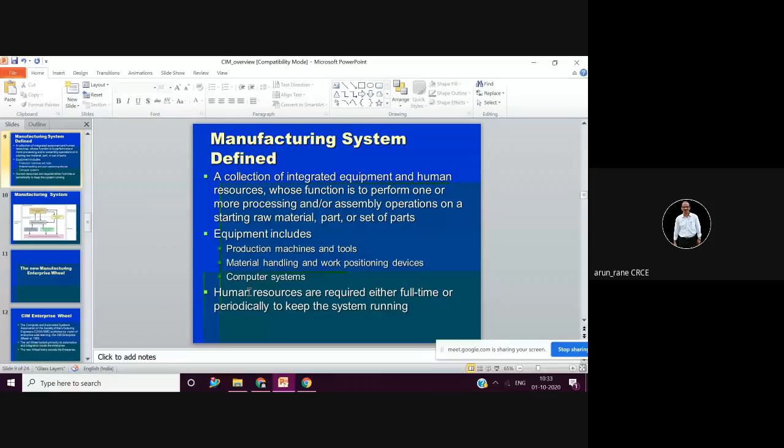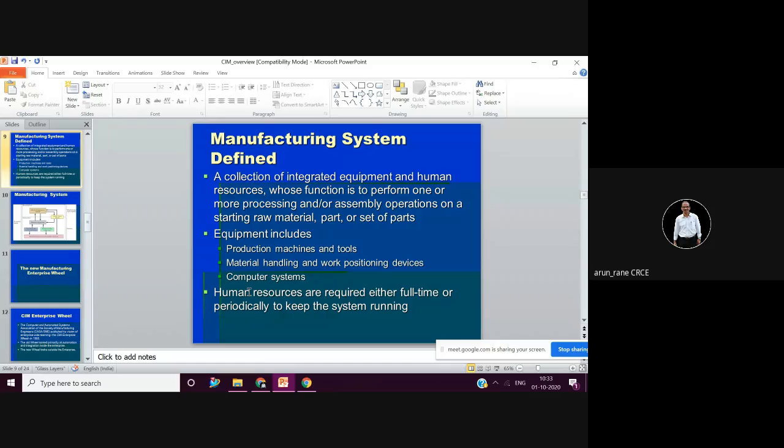Nowadays they are talking about lean manufacturing, agile manufacturing, and flexible manufacturing. The manufacturing system can be classified as agile manufacturing, lean manufacturing, flexible manufacturing, and reconfigurable manufacturing system. That is a new concept which is called the RMS, reconfigurable manufacturing system.